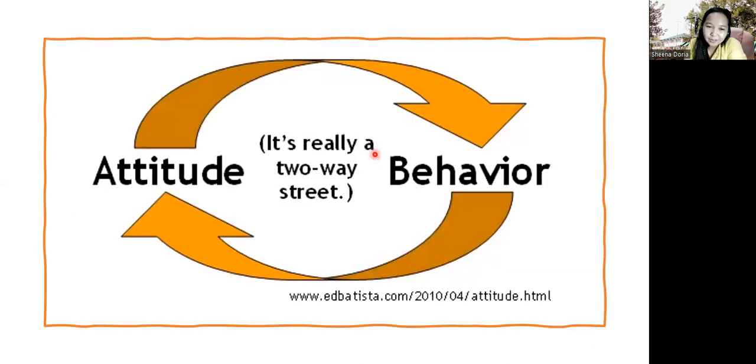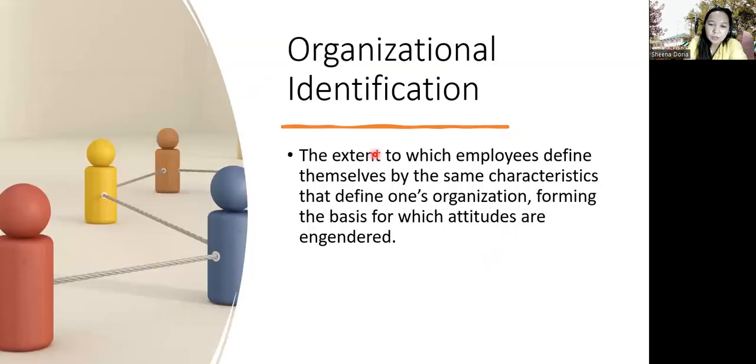Okay, so therefore, ayan, attitude, the relationship between attitude and behavior, it's really a two-way street. So attitude can affect behavior, but at the same time, your behavior can change your attitudes. Diba? Okay. So what we have here is across all job attitudes, meron tayong tinatawag na organizational identification. So ito daw ang nagpo-form as a basis for which attitudes and behaviors are engendered. Ayan. So itong organizational identification daw strongly predicted job attitude formation across all types of behavior.